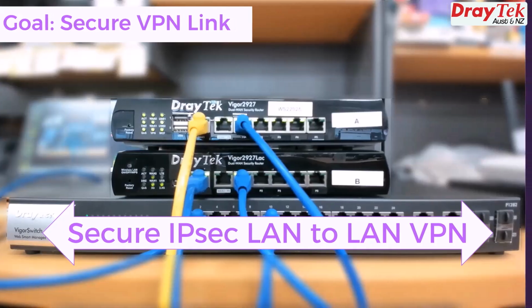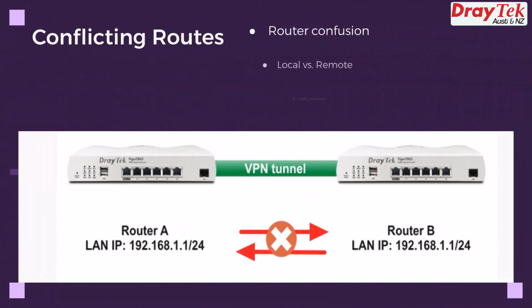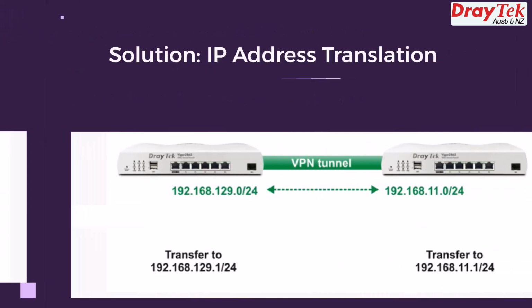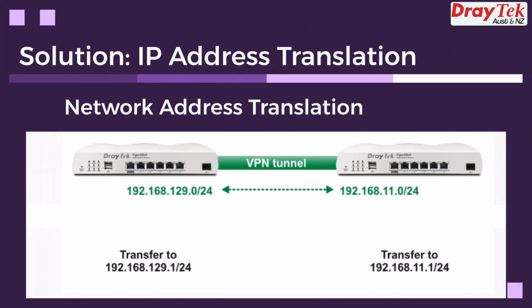Our goal is to establish a stable and secure IPsec LAN-to-LAN VPN connection, allowing hosts on both identical subnets to communicate successfully. Standard VPN setup fails because the routers cannot distinguish between their local network and the remote network, leading to conflicting routing entries and dropped traffic. The solution is to use IP address translation, also known as NAT, within the VPN tunnel. This translates the local subnet's addresses into a unique, unused range for the remote site.